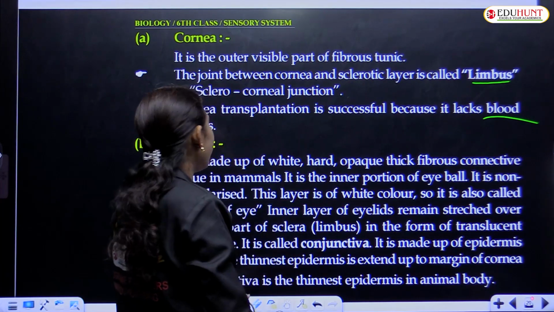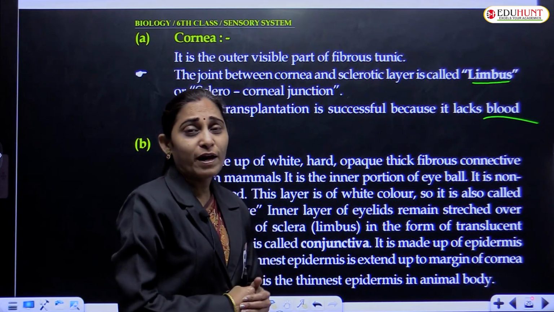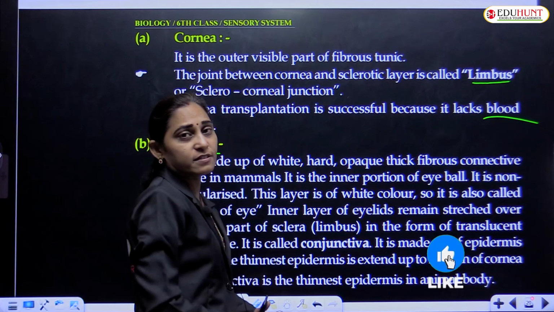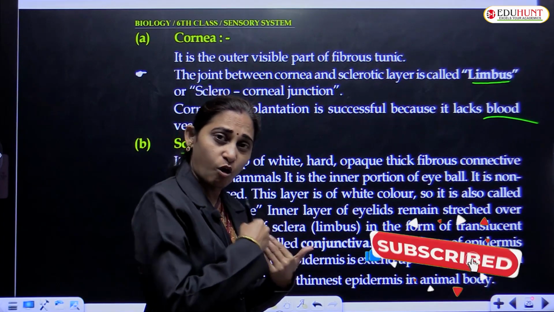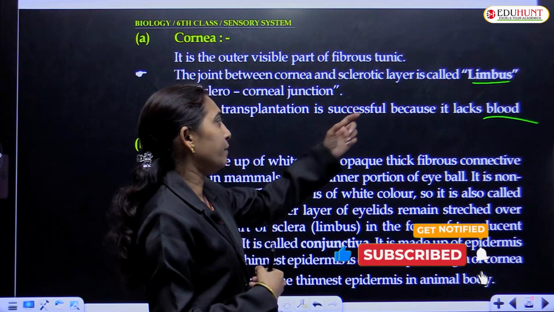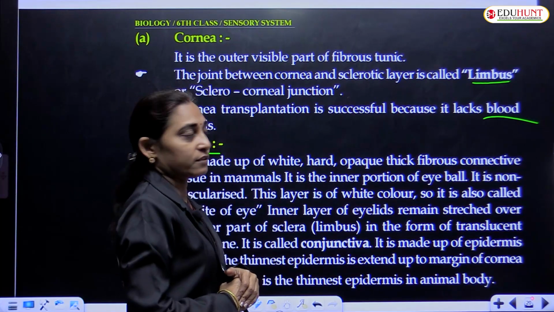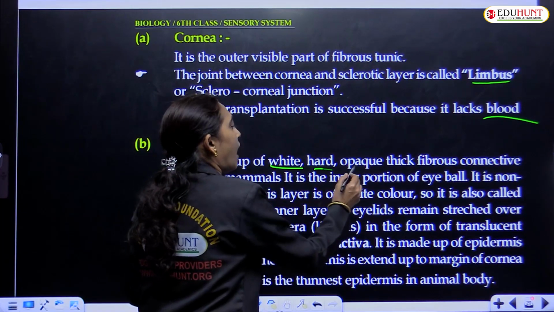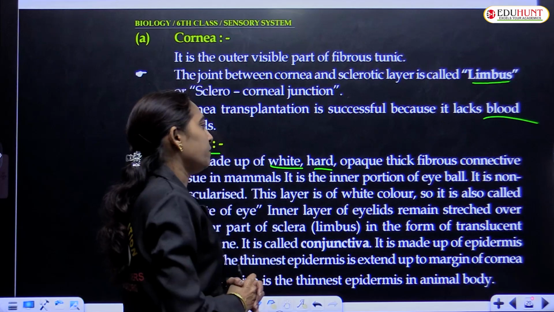And the next part of the fibrous tunic is sclera. This is the second part. First part is the cornea. The junction between these two, cornea and sclera, is the limbus or sclerocorneal junction. And it is made up of white, hard, opaque, fibrous connective tissue in mammals.